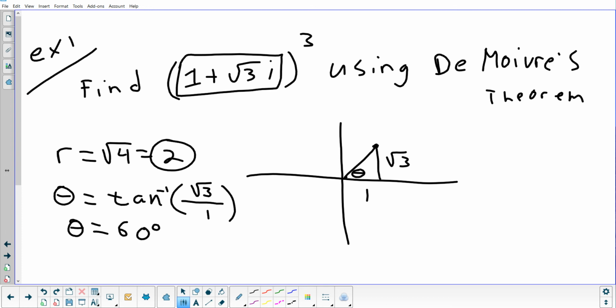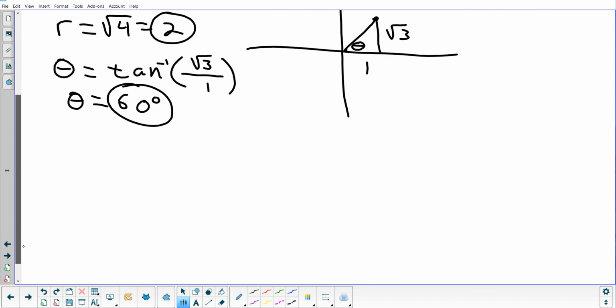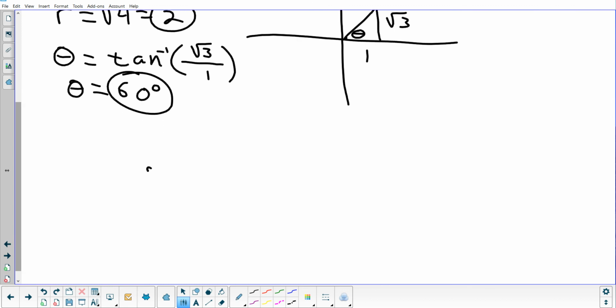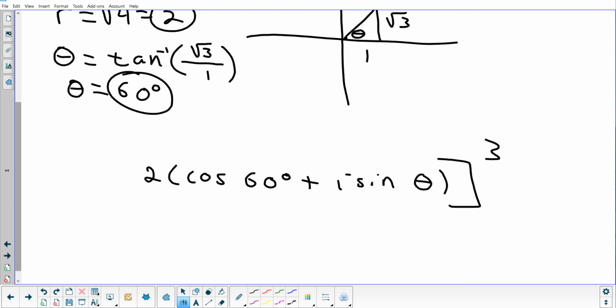All right, now we've got what we need to write this in trig form, and then we'll raise it to the third power. That's going to be easy. This part actually is going to take longer than what we just did. So, r cosine theta plus i sine theta. And we're going to take that and raise it to the third power.